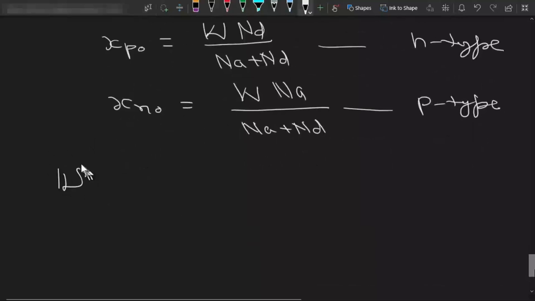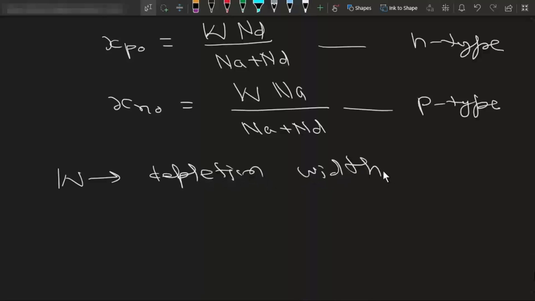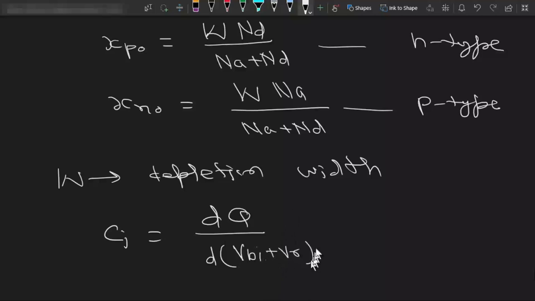Here W is the depletion width. So by putting all these values, we can write this Cj, which is equal to dQ by dV, and dV we can write as dVBI plus VR.